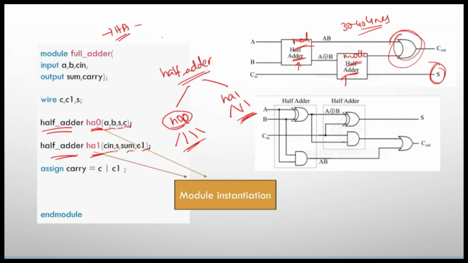What does instantiation mean? You are creating a copy of the parent module, and by taking that copy, you will be connecting the ports individually, right? So this is about module instantiation. Hope it is clear for you. If you see here, these are the module instantiations. Module instantiation is very important.